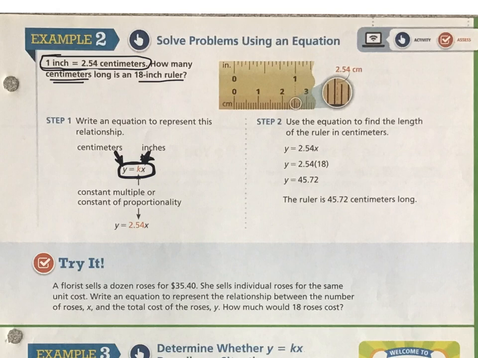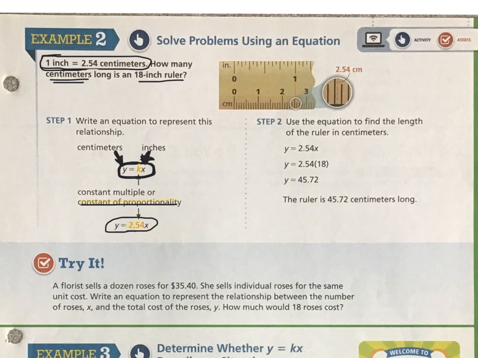Because we need to multiply 2.54 times every inch that we have in order to get the number of centimeters. So we call that the constant of proportionality, that k number here. If you're looking here, we've got our k number, and that's what we call the constant of proportionality, and that is the 2.54.